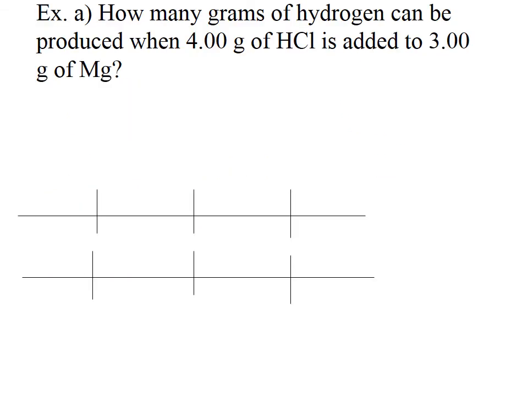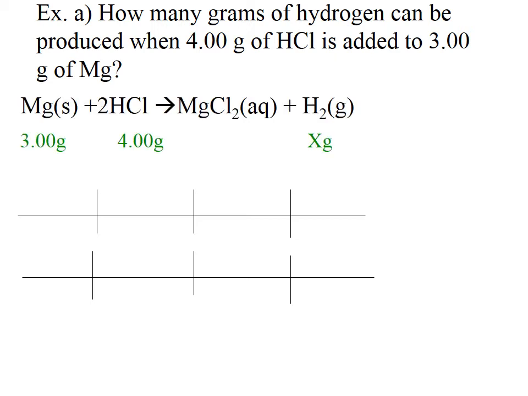How many grams of hydrogen can be produced when 4.0 grams of hydrochloric acid is added to 3.0 grams of magnesium? So we write our balanced equation. We identify we're given grams of magnesium and grams of hydrochloric acid, and we're going to find grams of hydrogen. So indirectly, the question is asking us which of these is our limiting reagent, because we're given 2 reactants. The amount of product is determined by which one of these reactants produces the smaller amount of product.